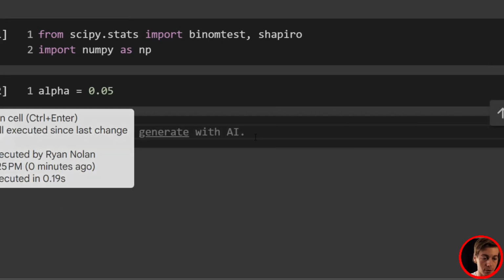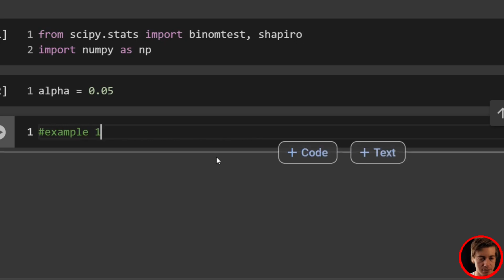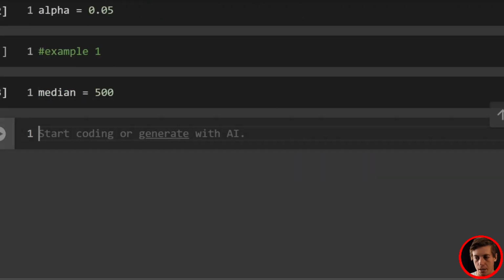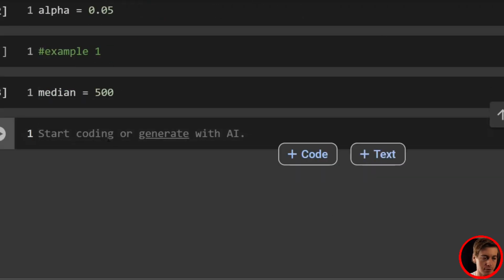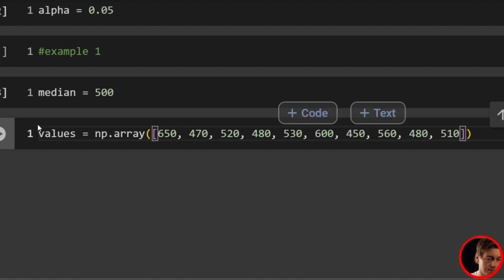And we're good for example 1. So we're going to emulate that first example we did in the slides first, and then we'll go over some other examples. So we're setting our median to 500, right? That was the value of the Ohtani cards. And now we pass in our values. So these are the values: 650, 470, 520, 480, 530, 600, 450, 560, 480, and 510. We have those over here.